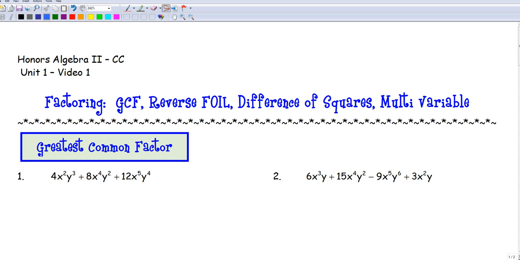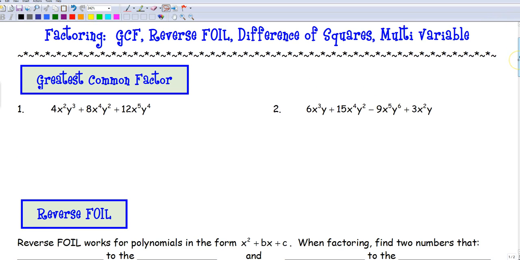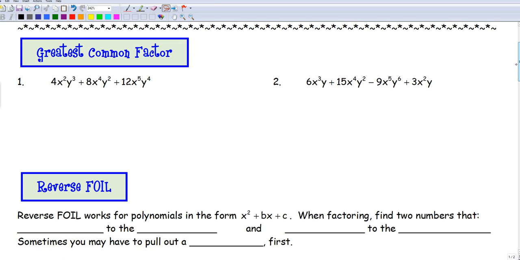So this video is going to cover a bunch of factoring that you've seen before, as well as just a little bit of new information that is related to what you already know. So let's go ahead and get started. We're going to begin with greatest common factor.